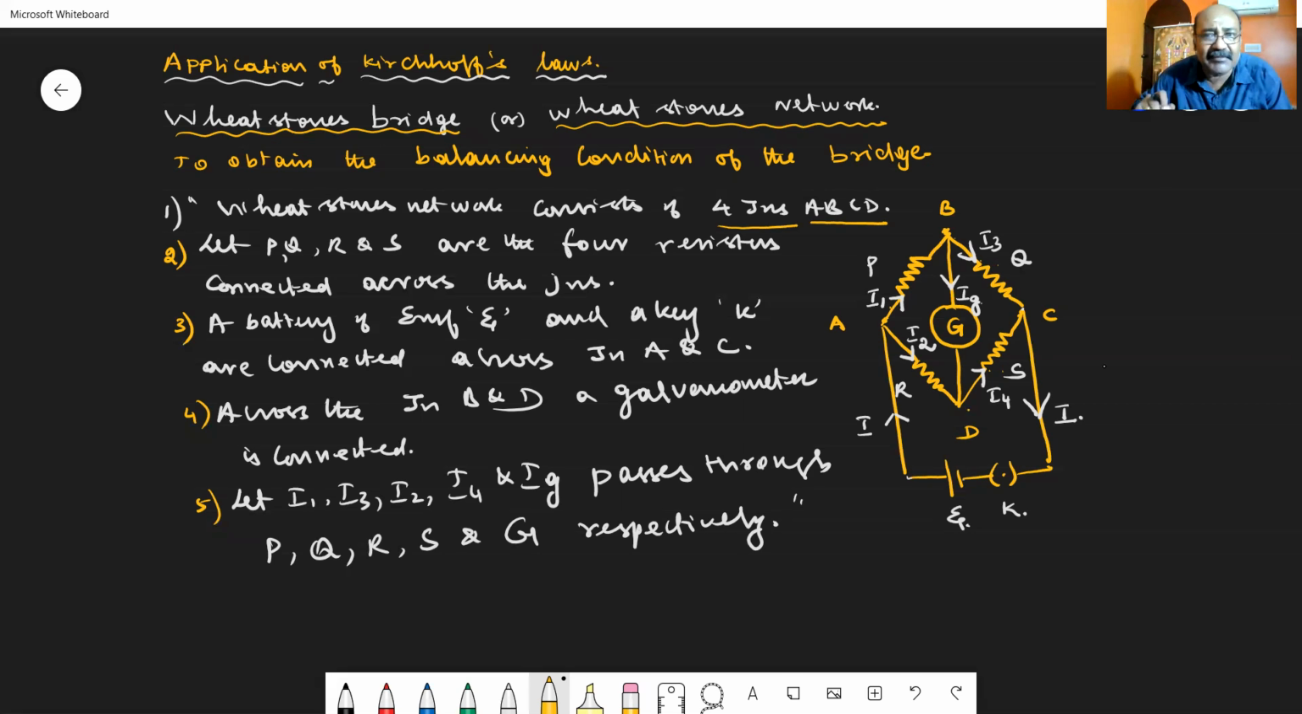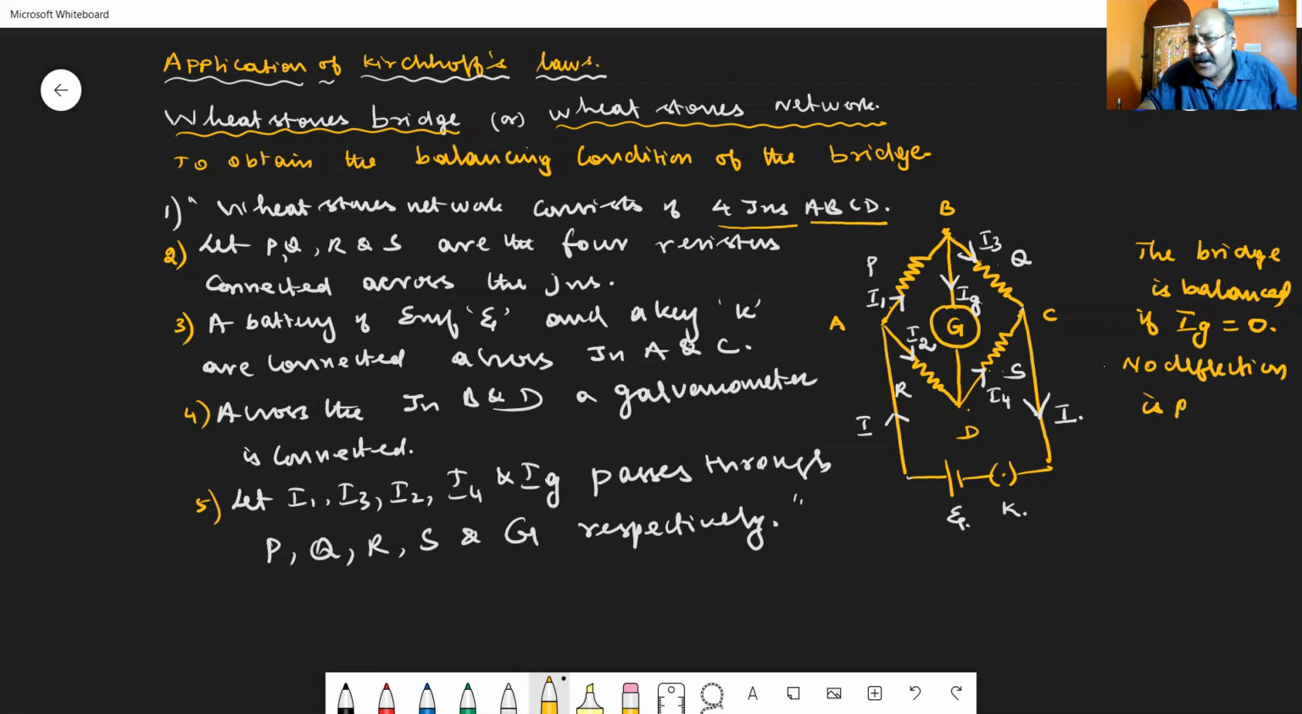What are we going to determine? We are going to determine the balancing condition for the bridge. When is the bridge said to be balanced? The bridge is balanced if the current through the galvanometer is equal to 0. If the current passing through the galvanometer is 0, it means no deflection in the galvanometer.